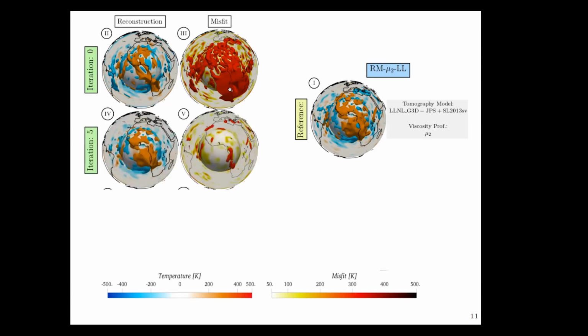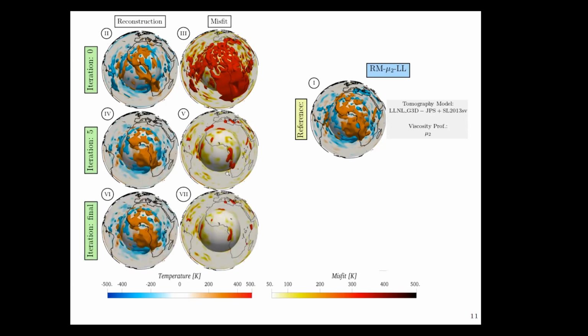We go through iterations, and as you see, after 5 iterations, the difference has become significantly lower. The structure already looks the same as the so-called LVPs in the lower mantle. The misfit has decreased significantly, and we can continue forward over and over and make it even smaller, and we can even go further than that.